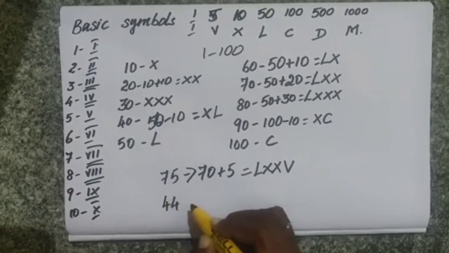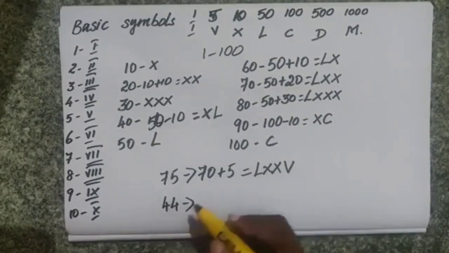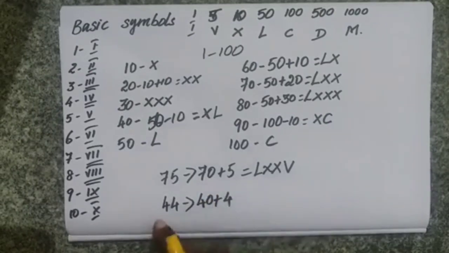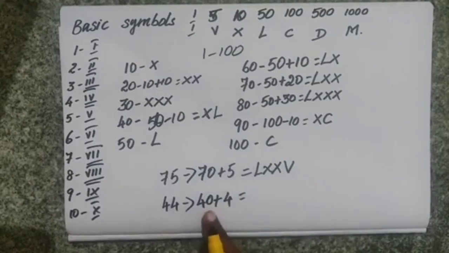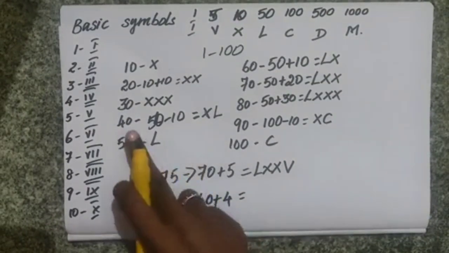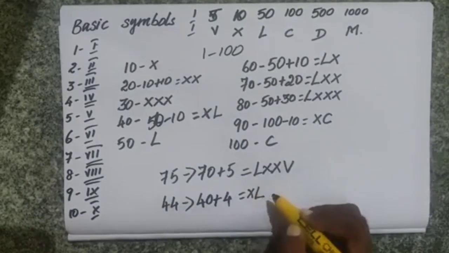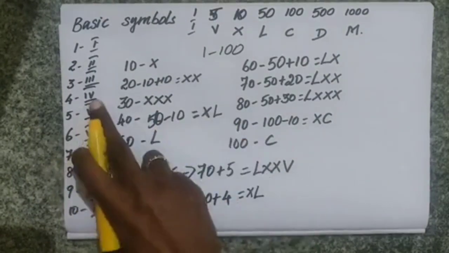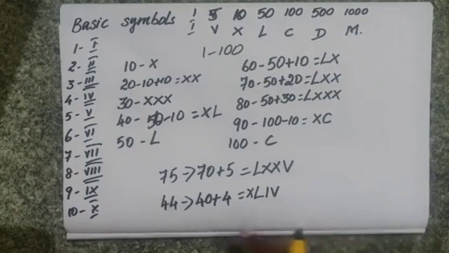Suppose now we have to write 44. So 44, as I already told you, change into tens and ones. So here 4 tens, that is 40 and plus 4. So 44 is 40 plus 4. For 40, what is for 40? For 40 it is XL. So write XL. And for 4 what is it? I and V. So this is 44. Okay, this is the way it goes.